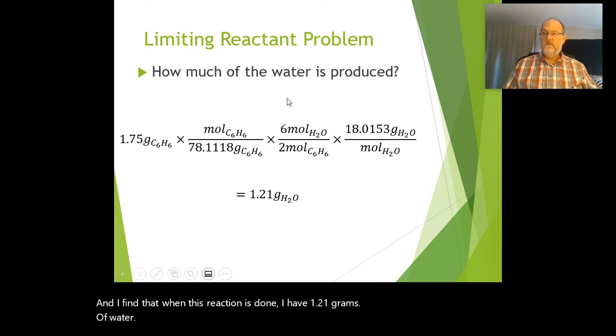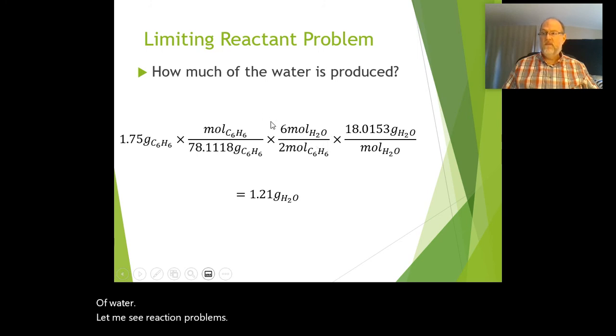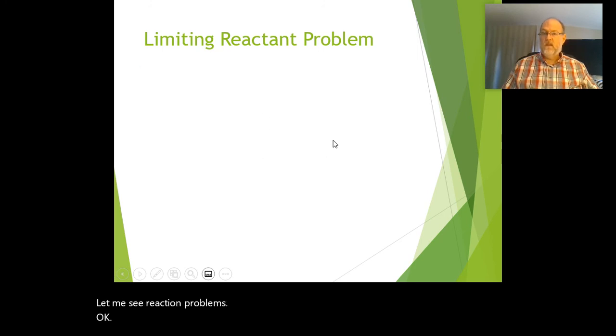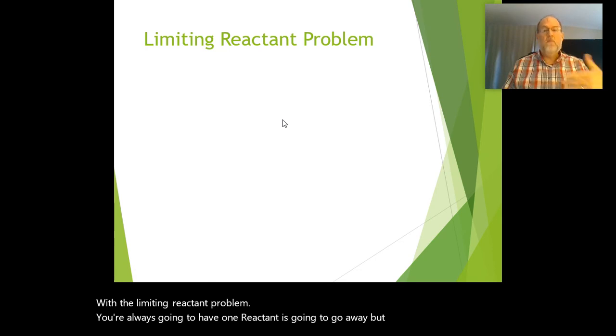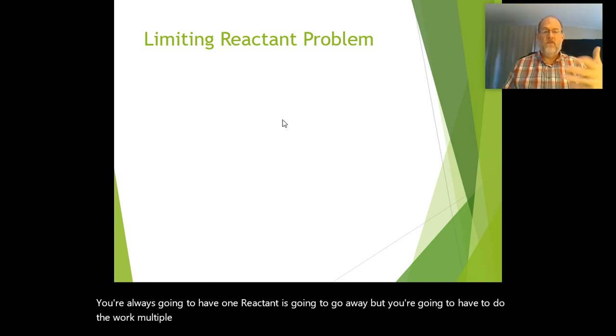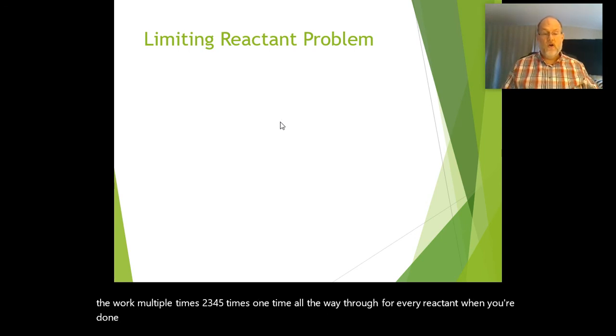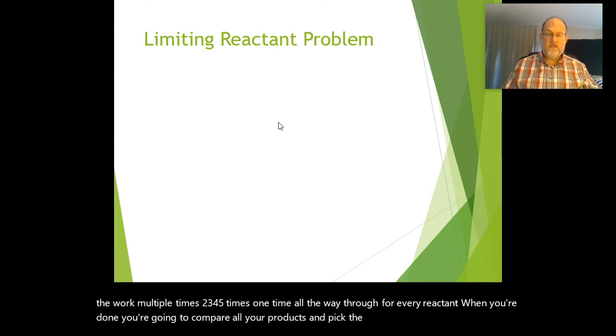Limiting reactant problems. Okay. So, with a limiting reactant problem, you're always going to have one reactant go away, but you're going to have to do the work multiple times, 2, 3, 4, 5 times, one time all the way through for every reactant. When you're done, you're going to compare all your products and pick the smallest. Don't add them up, pick the smallest.